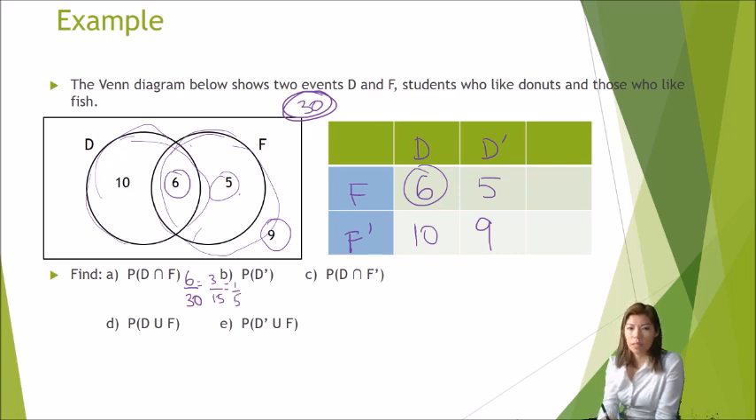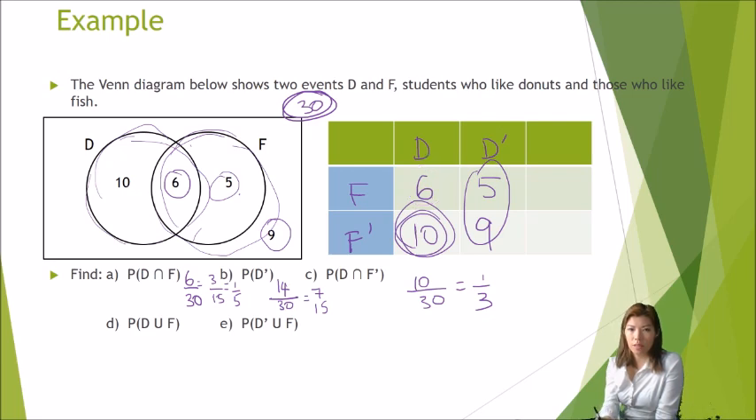What is the probability of the complement of D? Adding these two together gives me the complement, which is 14 over the total of 30, or in other words, 7 over 15. What is the probability of D intersect F dash? So this value here, 10 over 30, which is 1 over 3. Now, be very careful now because this is now union.